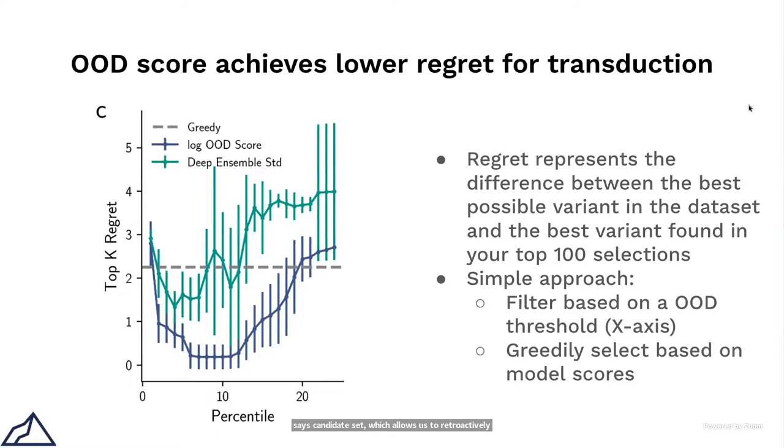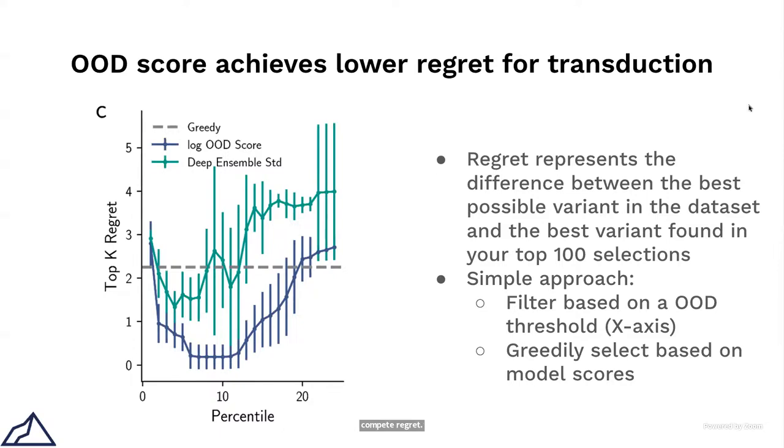If you were only able to pick a small subset of the sequences, how well would you have done? Regret here represents the difference between the best possible variant in the entire candidate set and the best variant found in your top 100 selection. The very simple thing to do would be to sort the list from highest to lowest model scores, take the top 100, and compute regret. That's the gray dotted line here.